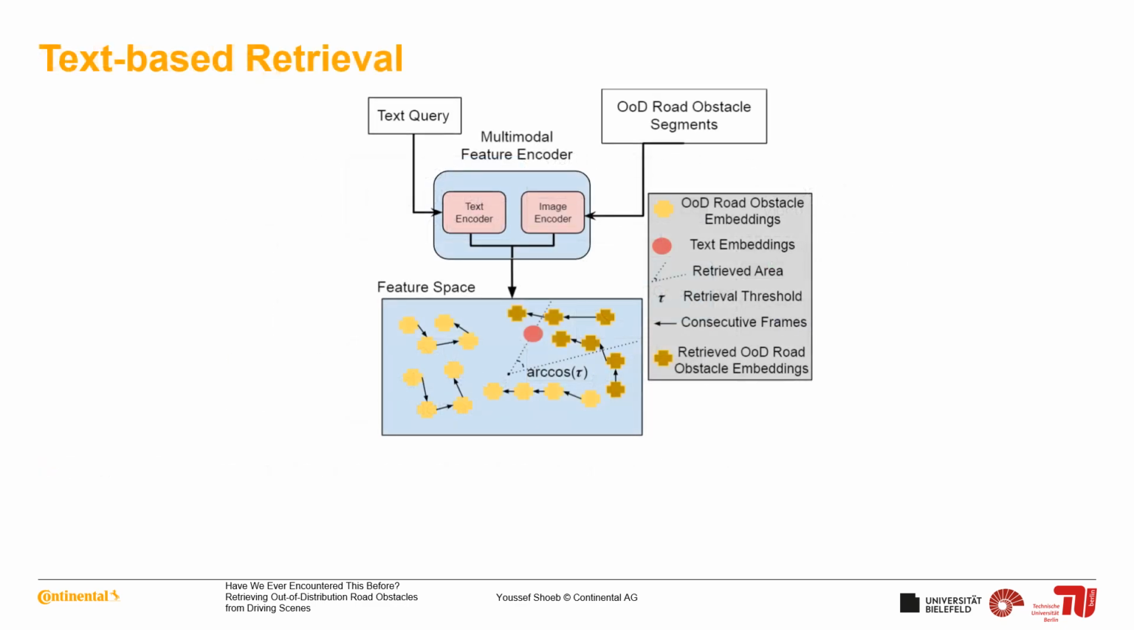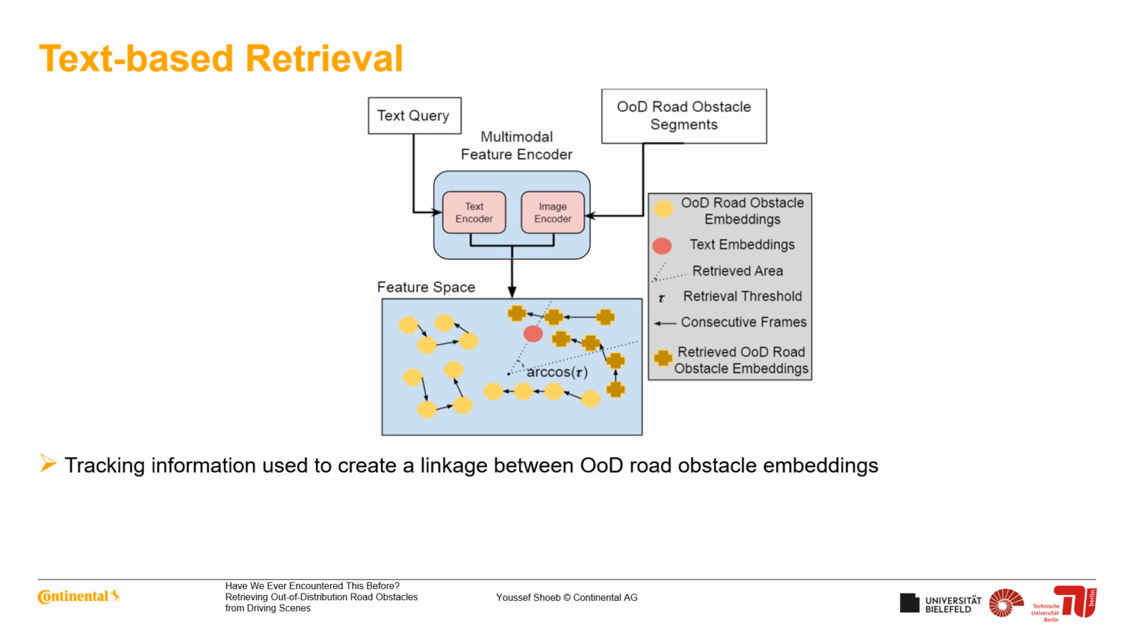The final processing step of our framework is a text-based retrieval, and for that we utilize a multi-modal feature encoder, which has two modalities, text and image, and embeds both of these into a joint feature space. So we utilize first the OOD road obstacle segments, which we get from the very first processing step, to get all the OOD road obstacle embeddings. Then we utilize the tracking information to create a linkage between all the OOD road obstacle embeddings, thus creating a vector for each OOD road obstacle segment.